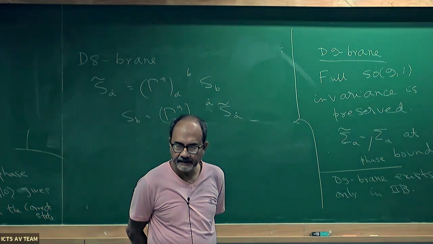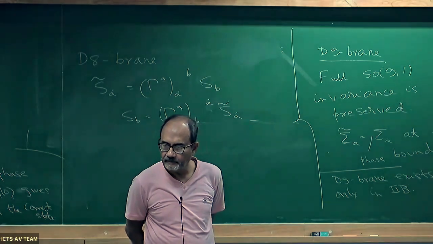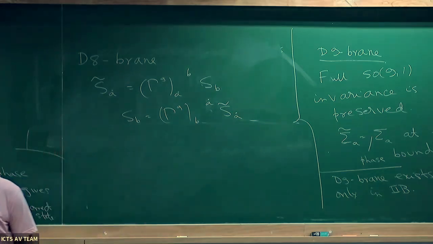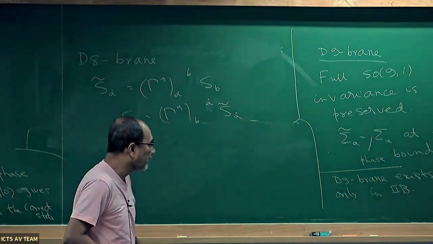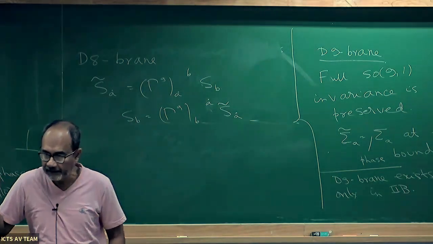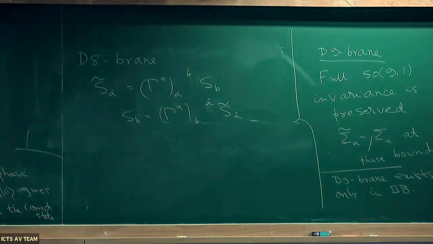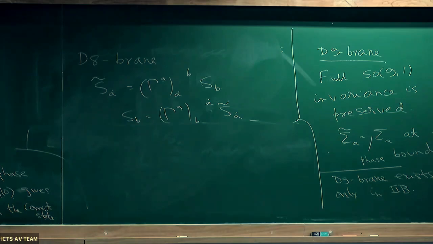Any other question? Pardon? D8 branes for 2A, right? D9 we saw is for 2B, so D8 will be for 2A. So we started with 2B, right, D9, and now we are changing N to D, so it becomes 2A. Okay, so this kind of boundary condition we can impose only on 2A. Right? We change psi tilde 9 to minus psi tilde 9. And this is what you get.